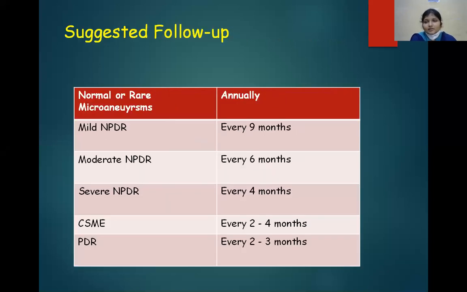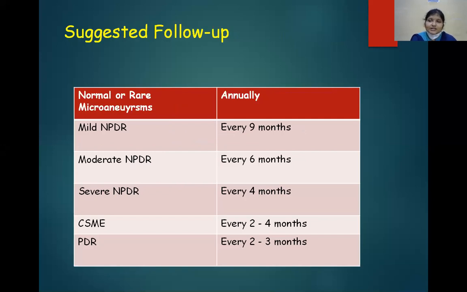And this table gives you the idea of how to follow a patient after diabetic retinopathy has developed. When it is mild NPDR, you have to examine the patient every 9 months. When there is moderate NPDR, we have to examine every 6 months. When it is severe NPDR, we have to examine every 4 months.